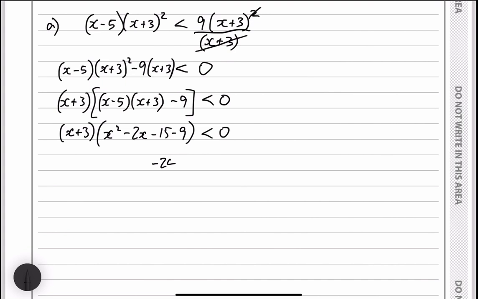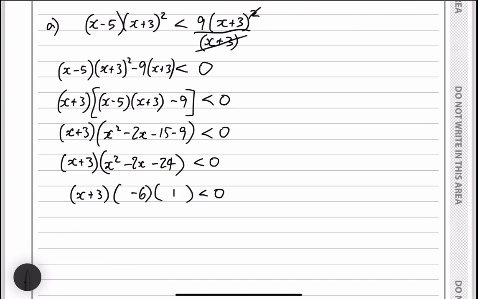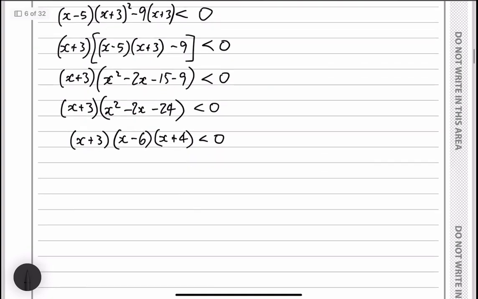That's minus 24. That's very similar to the numbers we had on the previous question. So that also will factorize. Got a 6 and a 4. We want minus 6 plus 4. So our critical values are minus 3, 6, and minus 4.